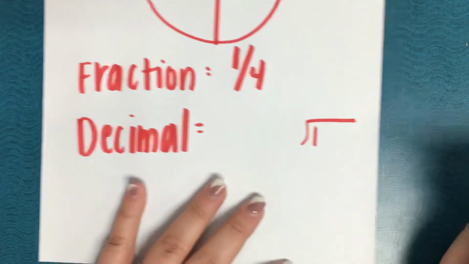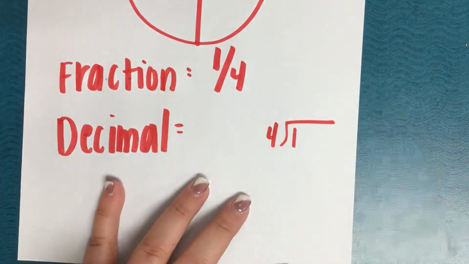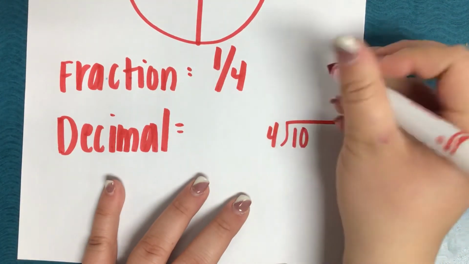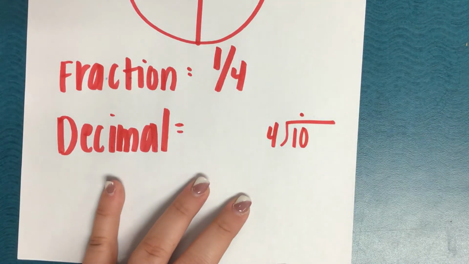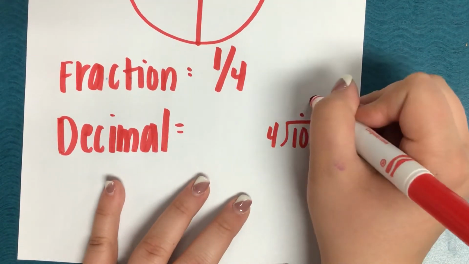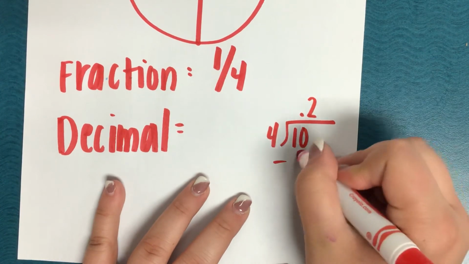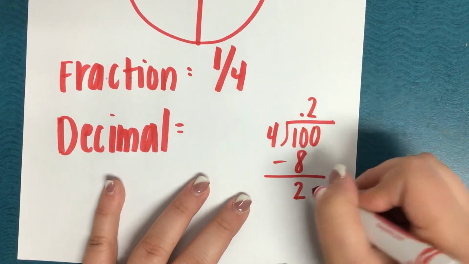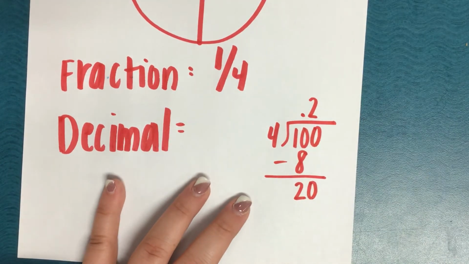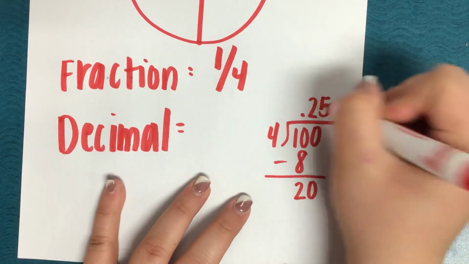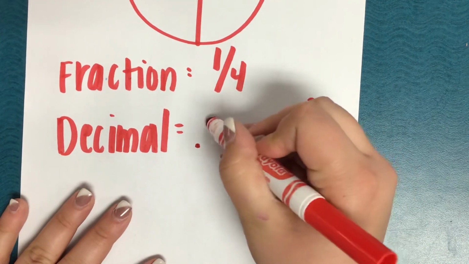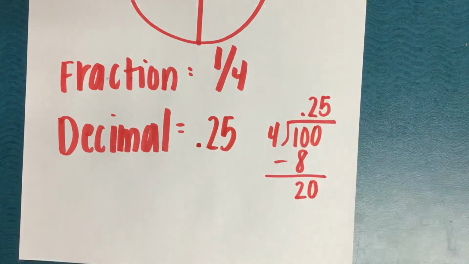So I'm going to put 1. 4 cannot go into 1, so I'm going to put my 0. 4 can go into 10 2 times. 2 times 4 is 8. 10 minus 8 is 2. I'm going to add another 0. 4 can go into 20 5 times. Okay, so now I know that my decimal is 25 hundredths.